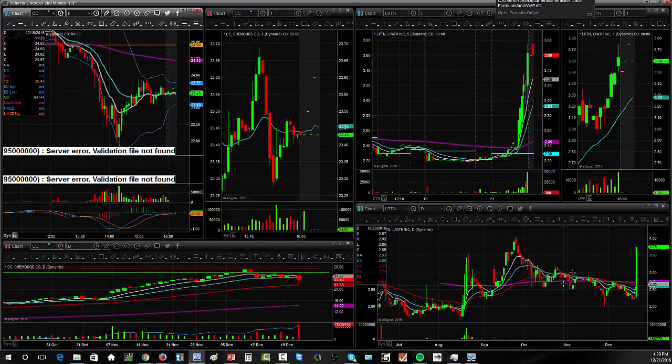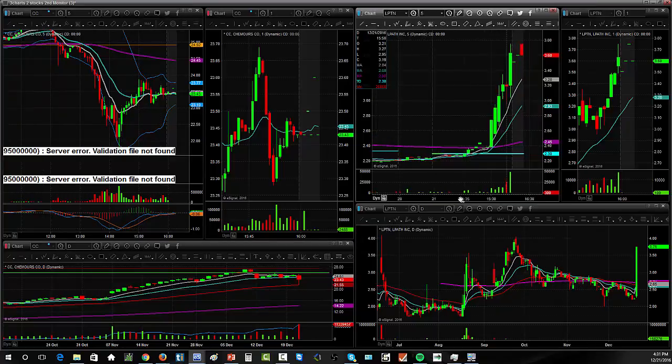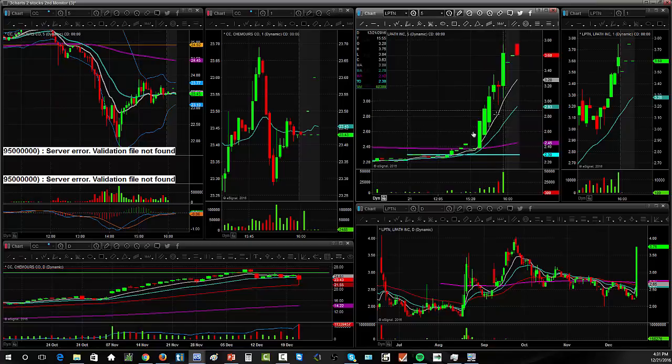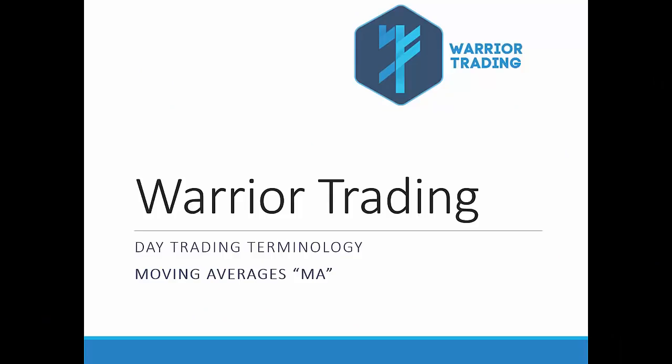So one of the moving averages that I use almost every single day is the 9 moving average. And I show this to you guys pretty much on every chart. It's this gray line right here. I use the 9, the 20, and then the 200. These are all exponential moving averages. All right, so let's talk about what these are and how they work.